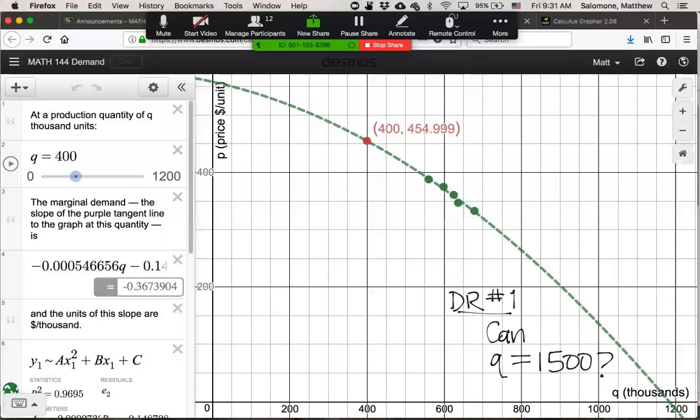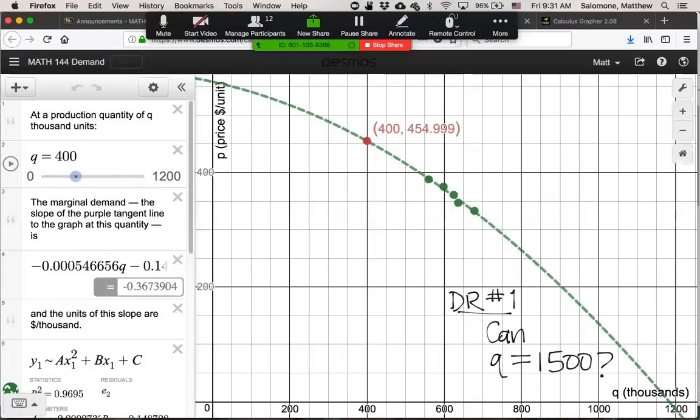We can look at it from a couple ways. We can look at it graphically. So just based on my graph right here, if I try to go all the way out to 1,500 on the quantity axis, I find out that I can't quite get there with a price which is positive, right? Similarly, if I plugged in 1,500 for Q into my demand function, it would spit out a negative price. In other words, if in my model here I wanted to get rid of 1.5 million units, I would have to pay people in order to take that many. So that's not going to be a possibility.